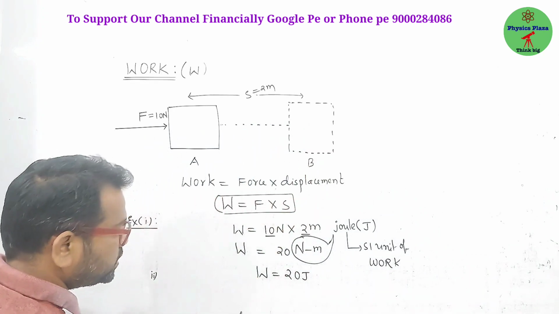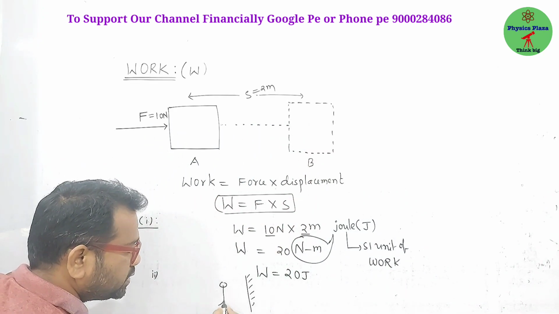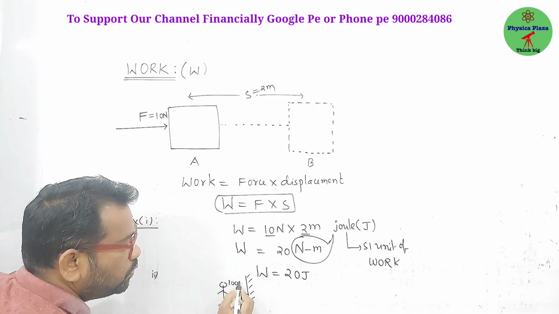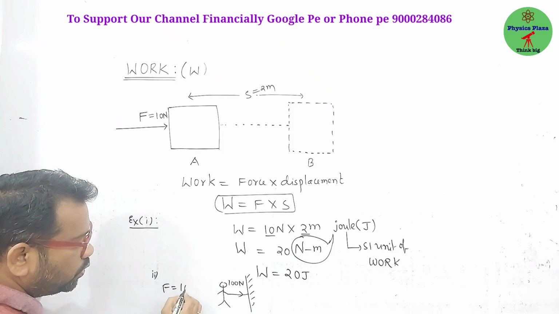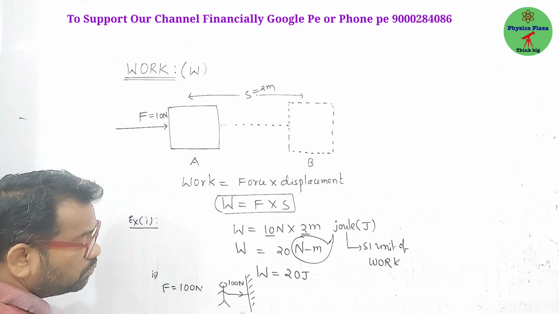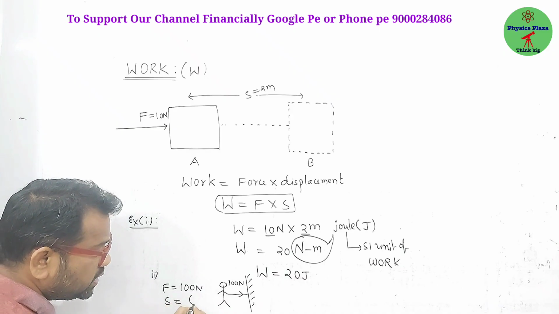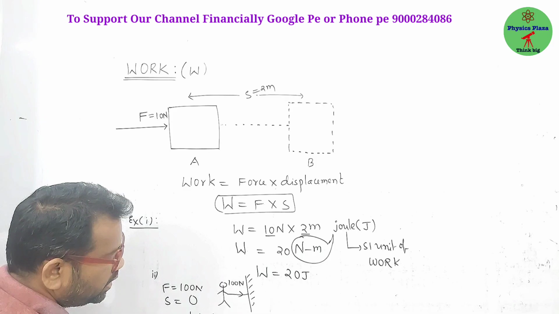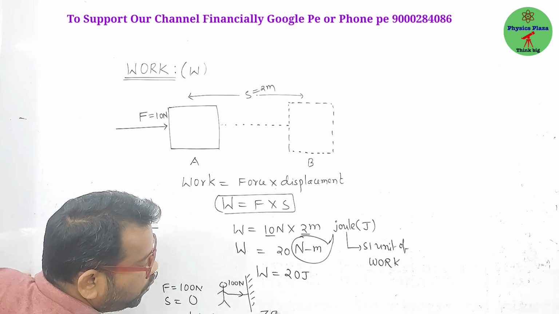Suppose here is a wall. Let us say here is a person, let us say me. Let us say I applied 100 newtons of force. So of course, in this case, force is equal to 100 newtons. But do you think that the wall got displaced? No. Displacement is how much? 0. Now calculate the work. 100 into 0. So it is 0.